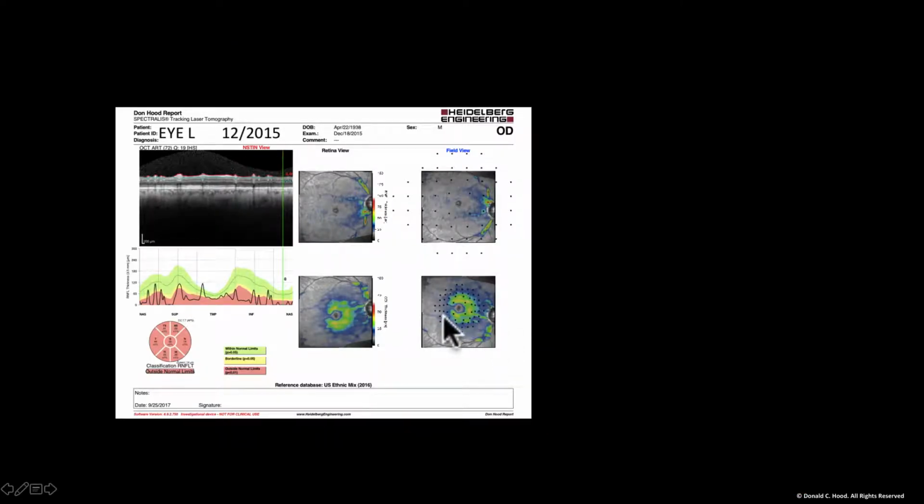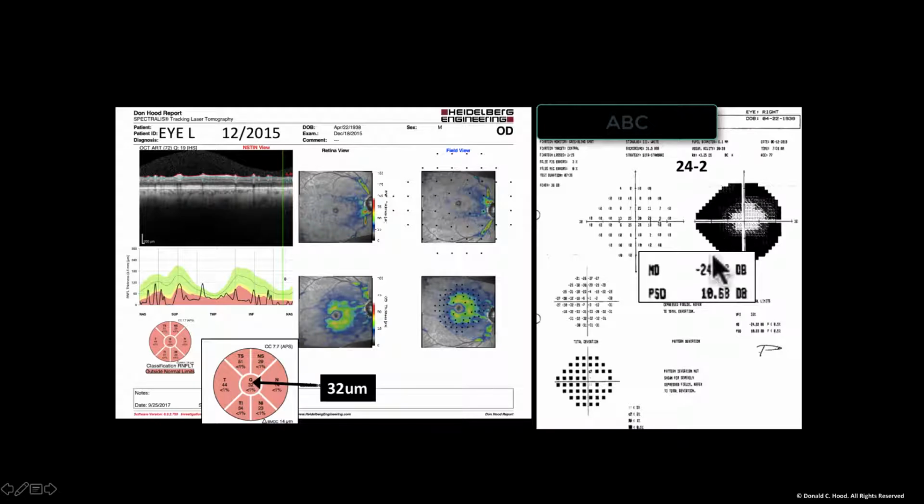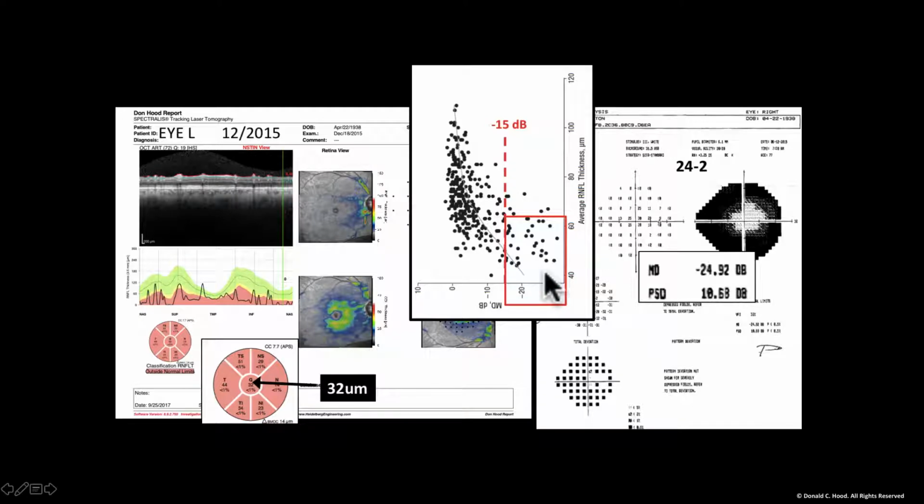All right, so here's our Heidelberg report for one of these eyes. You can see that the global thickness, the average thickness, is 32 microns. The visual field, if we blow this up, is almost minus 25 dB. If you plotted that person on this plot, they'd be way down here someplace. Not an eye that by traditional wisdom would be a candidate to be followed by OCT. But what I'm going to argue is if you've got a portion of the visual field that's better than minus 8 or minus 10 dB or so, you're going to be able to use the OCT just fine.